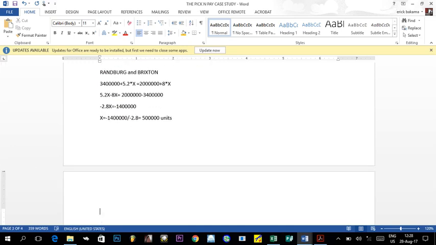Now again, we do the same principle. We need to find the total cost. For the total cost, we can still take the equation of Randburg and replace x by 500,000 units. Now by doing so, we get this value here that we multiply by 5.2 plus 3,400,000, and we get a value of 6 million.